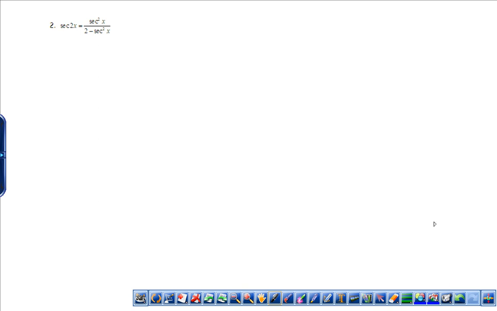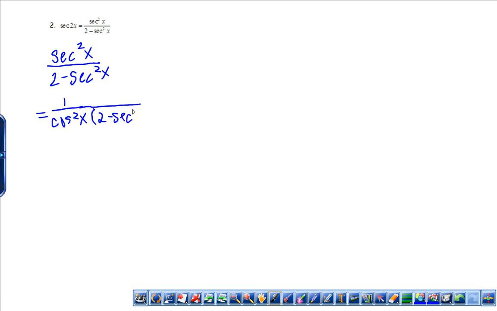Okay, let's try another one. I'm still going to start with this side over here. It looks to be a little bit more difficult. So again, write down the side that you're starting with so that I know where you're beginning. This secant squared right here, I'm going to pull out to the side, and I'm going to say that is 1 over cosine squared. Let's leave that on the bottom. This is going to be times 2 minus secant squared x.